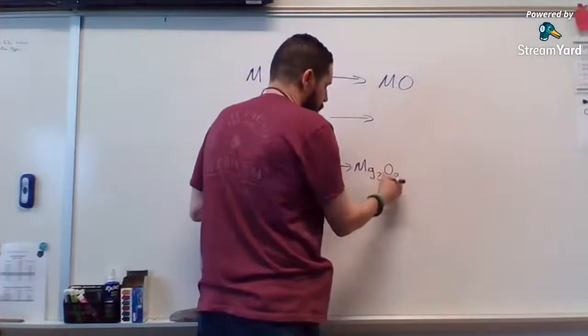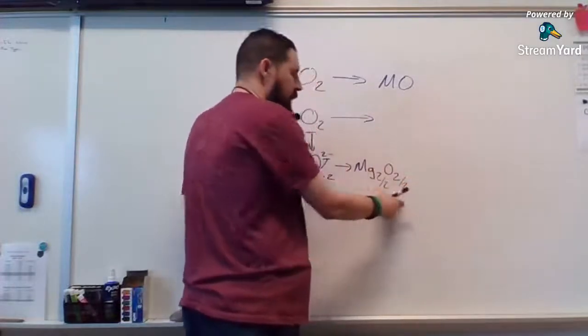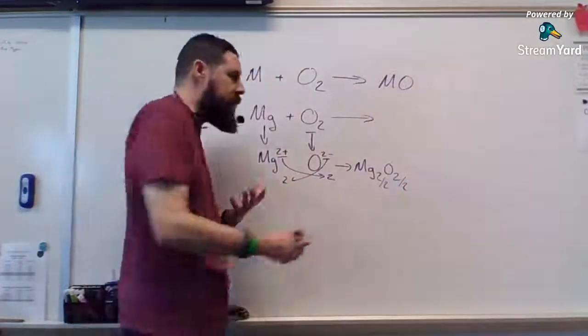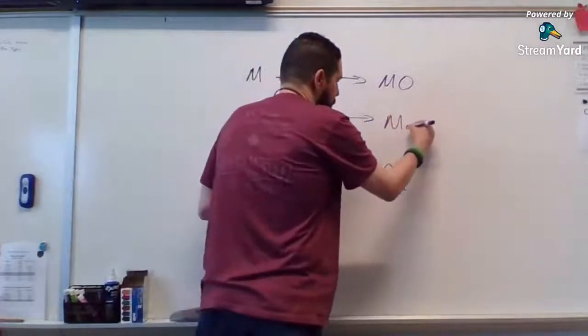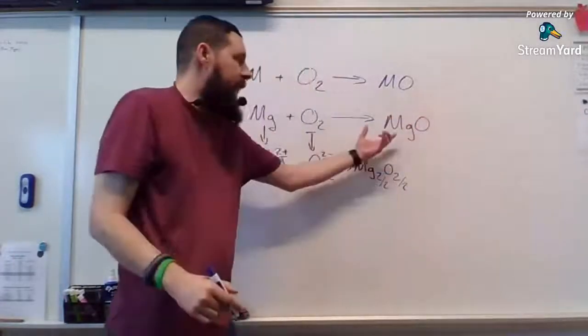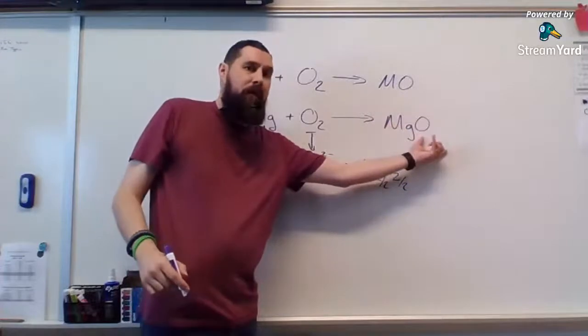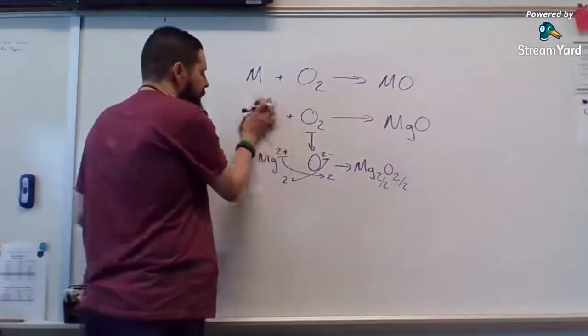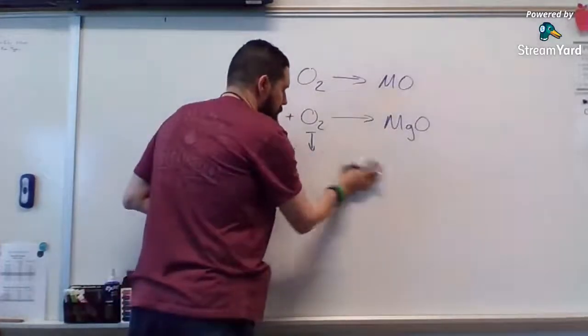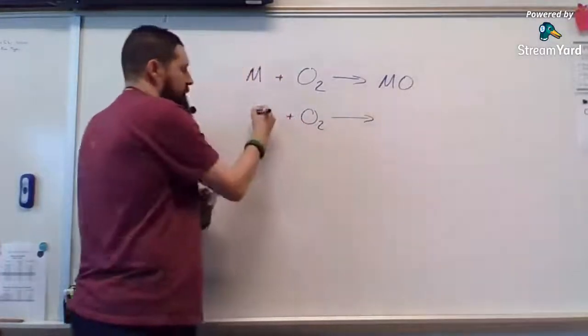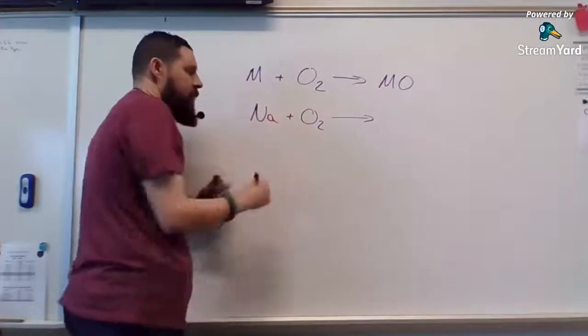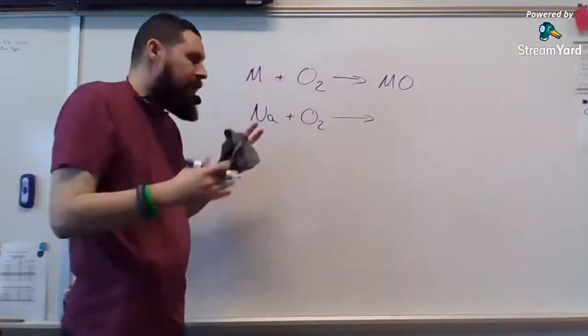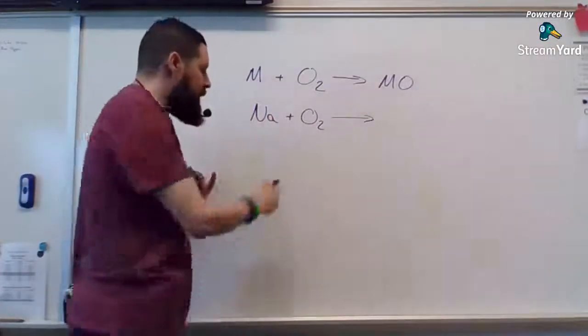And as such, when I reduce each of those subscripts by the factor of 2, I get a product of MgO. That is my metal oxide. Okay? If I take another metal, for example, instead of magnesium, if I were to take, say, sodium and react that with oxygen, I'm going to do the exact same process.